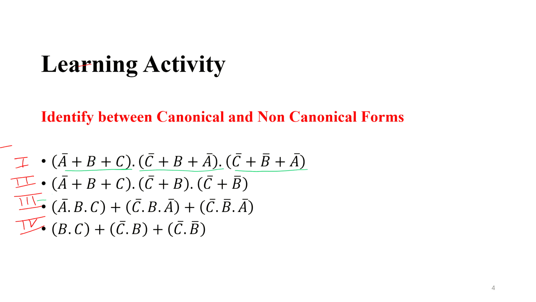Now come to the second one. Here only two variables are there. A is missing here, and again A is missing here. So this is non-canonical.